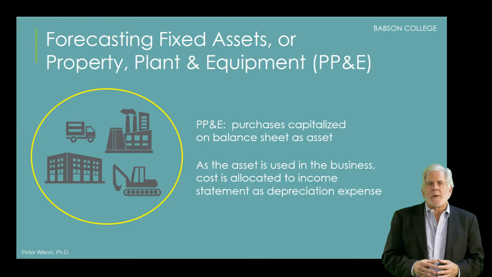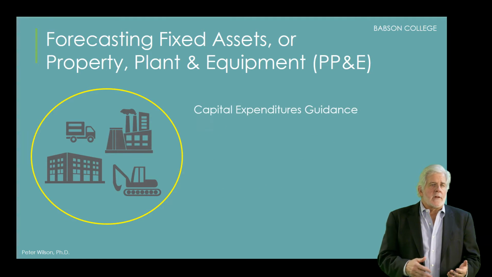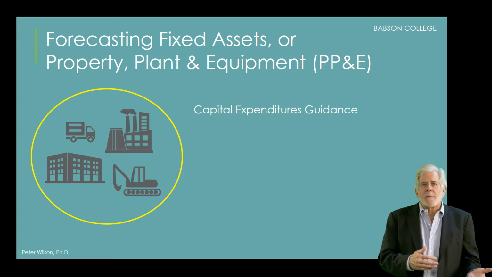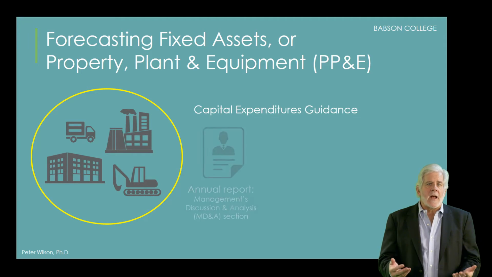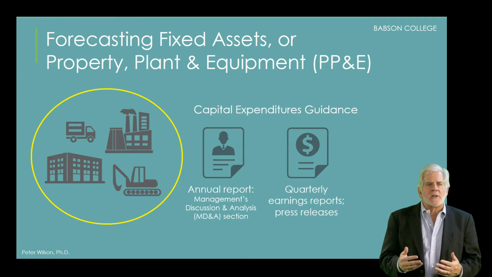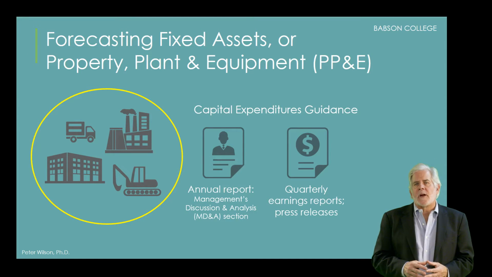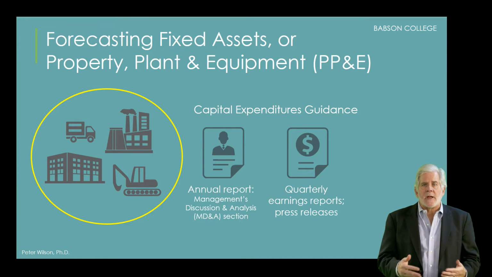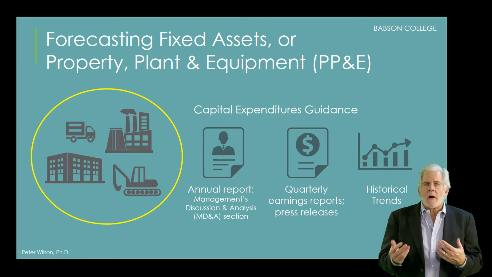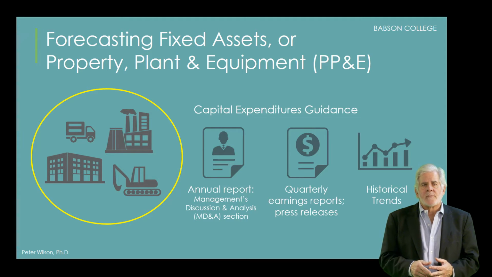Forecasting purchases of PP&E, or what we call capital expenditures, can be difficult without some explicit guidance from the firm. Fortunately, for many public companies, guidance can be found in the management's discussion and analysis section of the annual report. In addition, press releases and quarterly earnings reports will often include some mention of planned capital expenditures. If there's no publicly available guidance, then you must rely on examining historical data to see if there are any observable trends that can be used to make a forecast.